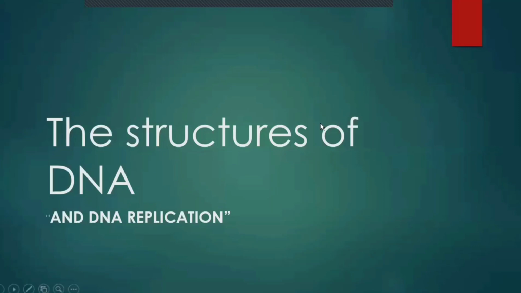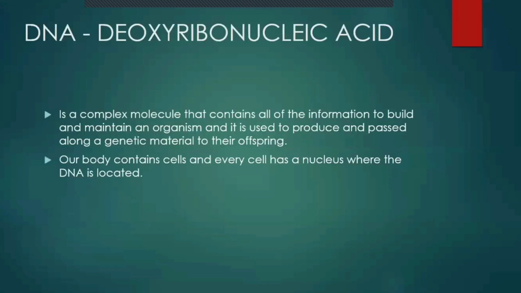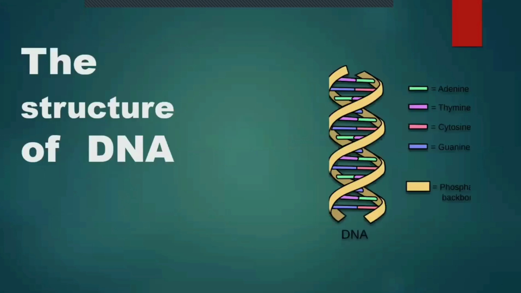So today, we are going to discuss the structure of DNA and DNA replication. DNA, or deoxyribonucleic acid, is a complex molecule that contains all of the information to build and maintain an organism, and it is used to produce and pass along genetic material to offspring. Our body contains cells, and every cell has a nucleus where the DNA is located.